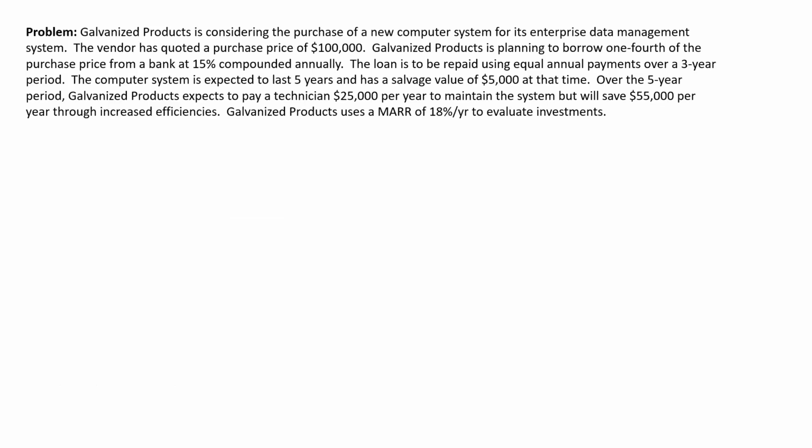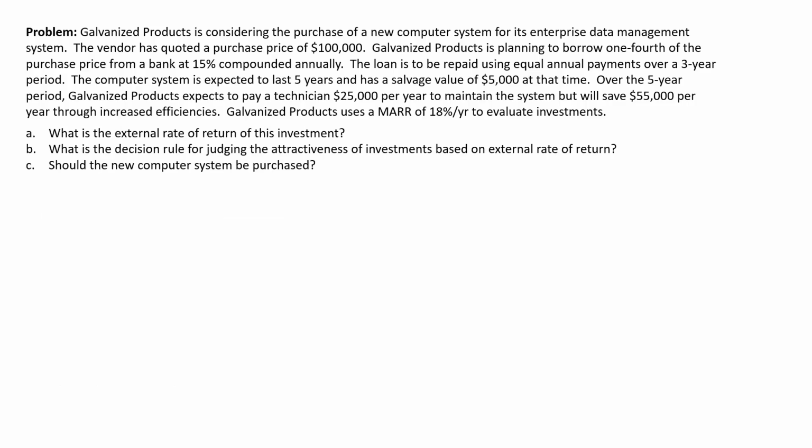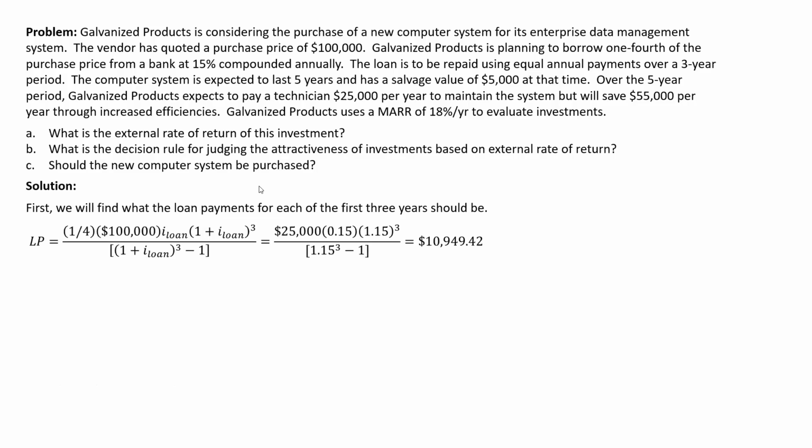All right. Galvanized Products is considering the purchase of a new computer system for its enterprise data management system. The vendor has quoted a purchase price, and so on. Okay, I think we did this problem at least twice. And so the only difference is we need to do the external rate of return. Okay. We'll find the loan payment, right? That's what we did. If you recall, you can pause the video and go over the problem more carefully.